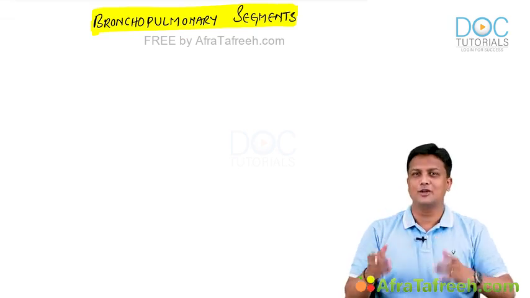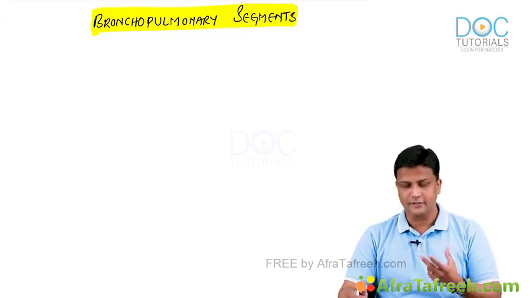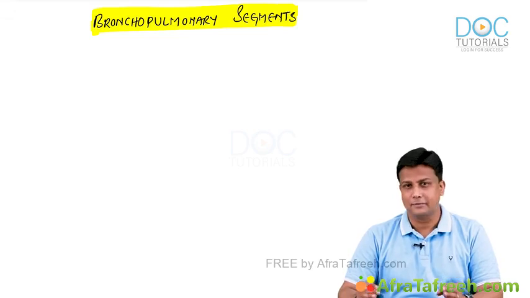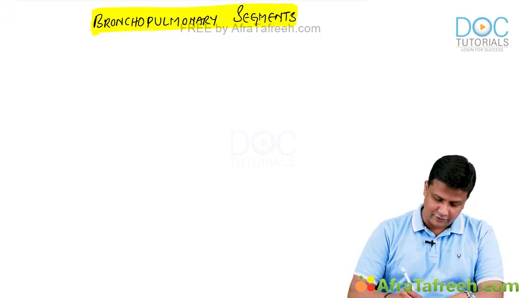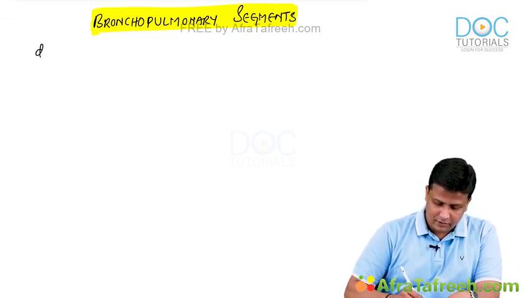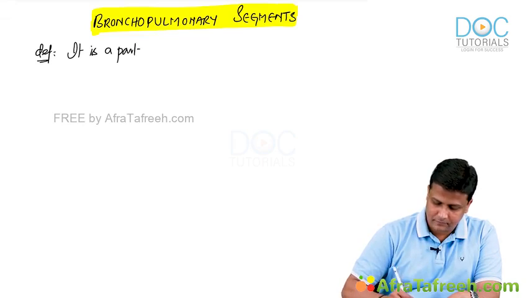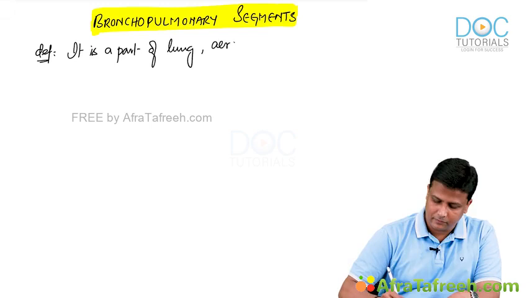That itself is actually the definition of bronchopulmonary segment. So we don't have great science here. What is a bronchopulmonary segment? It is a segment, a part of the lung which is supplied by tertiary bronchus. That's all. So let's start from scratch again. First of all, the definition of bronchopulmonary segment, guys. It is a part of lung which is aerated by tertiary bronchus.